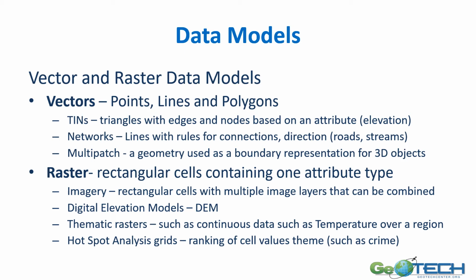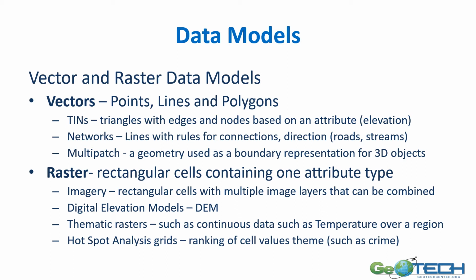So the two major types of data models are vector and raster data models. Vectors are used to define features as points, lines, and polygons depending on the scale of the map. Tins are one special way to arrange those lines and points. They're triangular irregular networks where we have edges and nodes based on an attribute, and generally these are elevation.